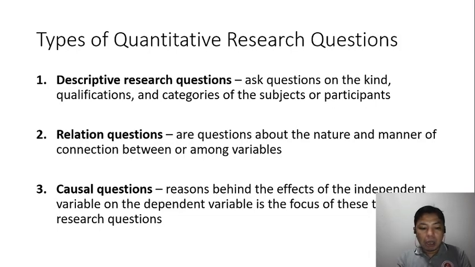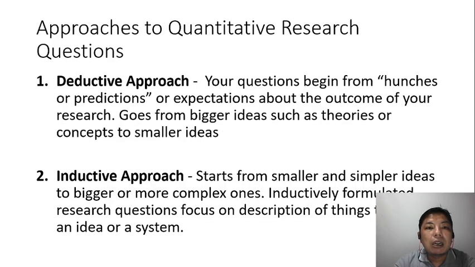For example, what are the factors that causes poverty? Okay? Ano yung dahilan kung bakit nagkakaroon tayo ng poverty? So that is a causal questions. So those are the types of quantitative research questions. Okay? Next, let's talk about the different approaches to quantitative research questions. So we have 2, deductive and inductive.